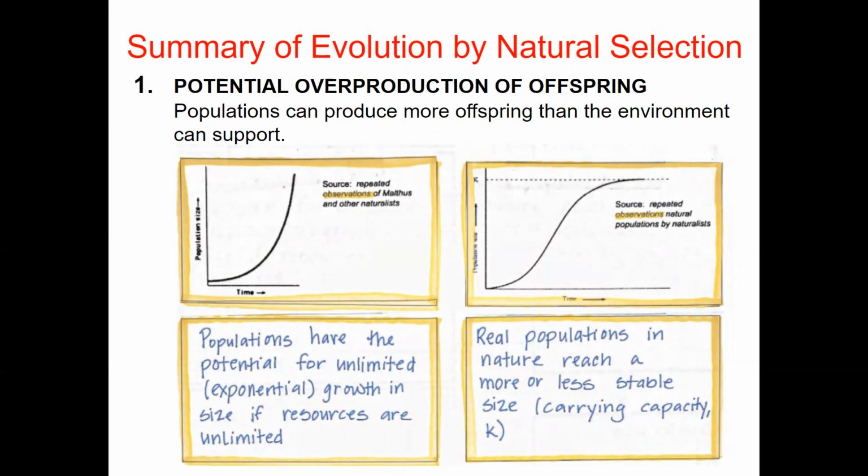So looking at the graphs here, populations have the potential for exponential growth. This is what we are doing currently, right? Humans. We have not leveled off yet. When it will happen, if it will happen, we will see.